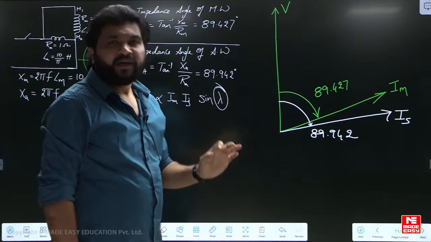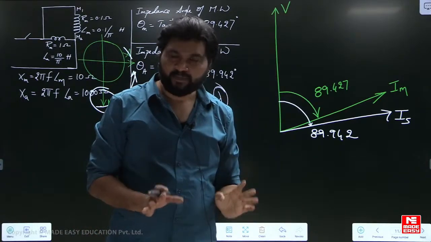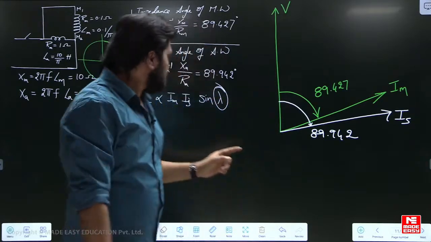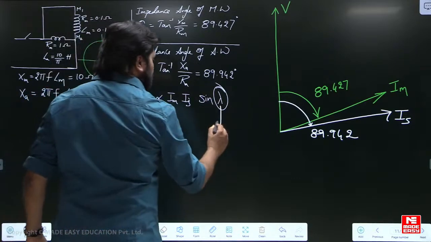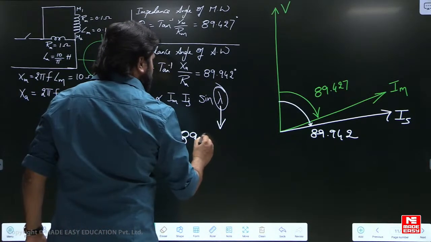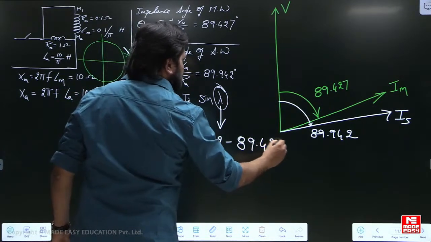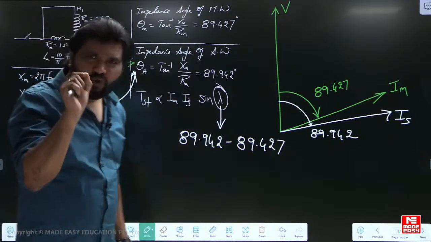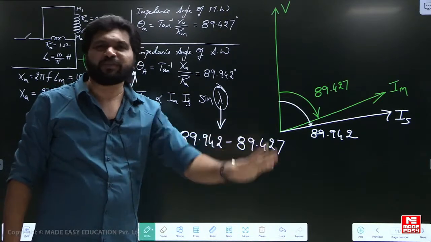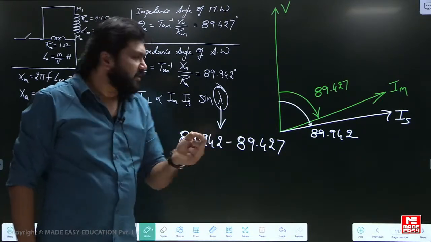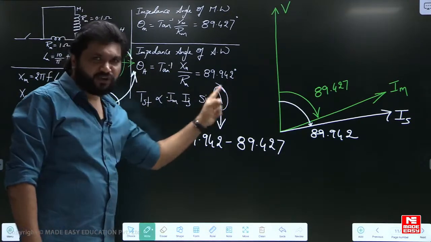But remember, in this question you have to answer that the motor won't rotate. There is a reason. If you see this Im Is sin lambda, the lambda value is the difference of 89.942 minus 89.427, which is a pretty low value, and if you take the sine of that value, it is 0.000 something. You can check that. 0.000 something multiplied with Im Is is almost 0.